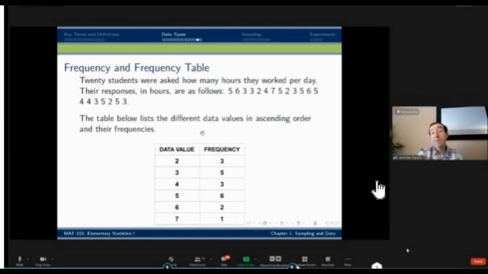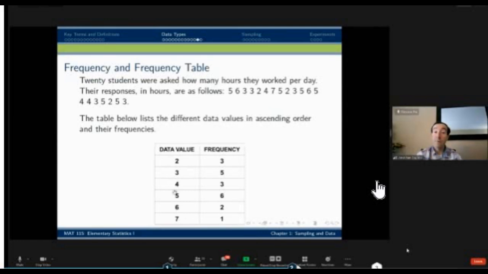So in this example, we have 20 students asked how many hours they worked per day. And this is the list of their 20 different responses. You'll see some responses are repeated, and some more often than others. And this one is unique. This 7 only happened once.